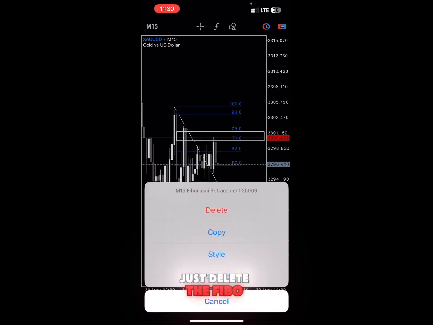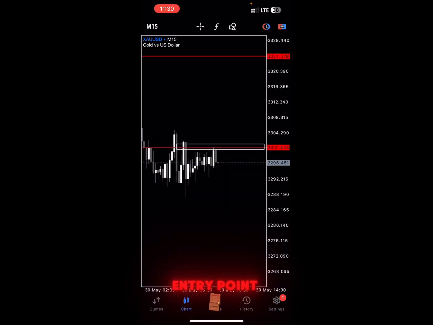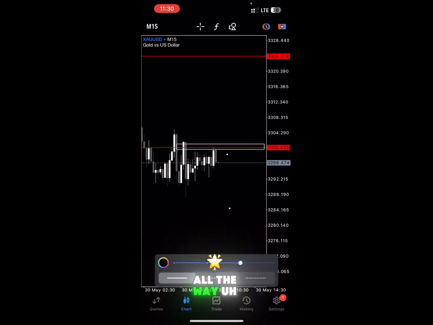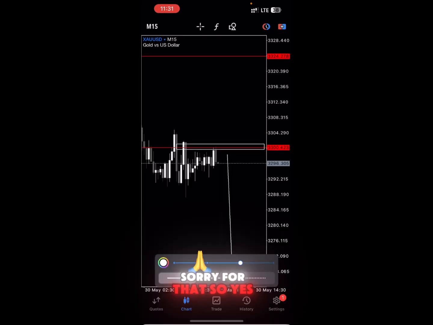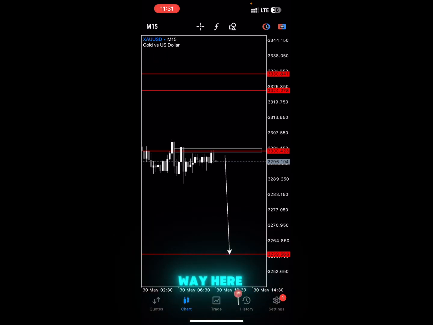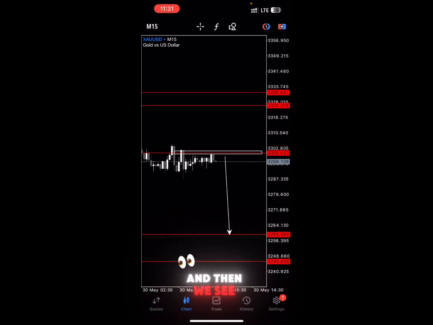Okay, let me just delete the Fibo. So that's our valid entry point. Anything below this we can sell, all the way. Sorry for that. So yes, anything from there we can sell all the way here. Now let's do it and then we see what happens.